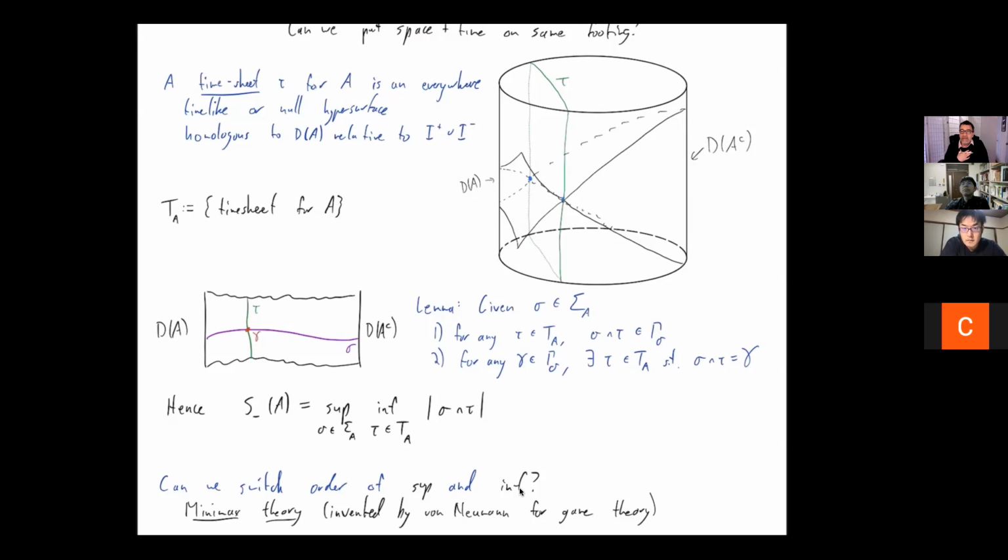And if it matters who plays first, if I can do better by playing second, because I know what you've played when I decide what I play, then the maximin is not equal to the minimax. But if it doesn't matter, then the maximin is equal to the minimax.